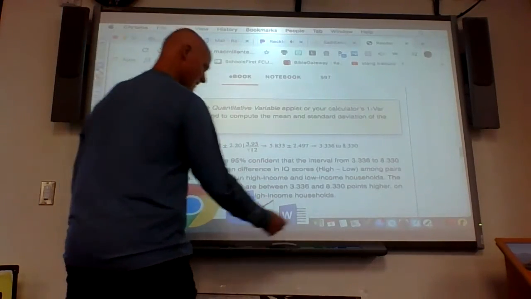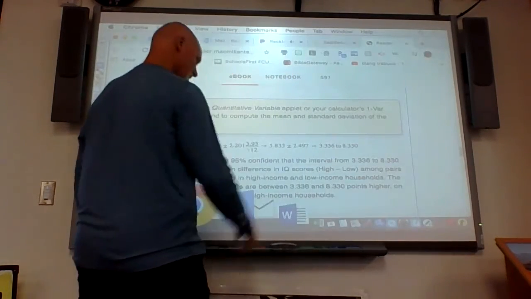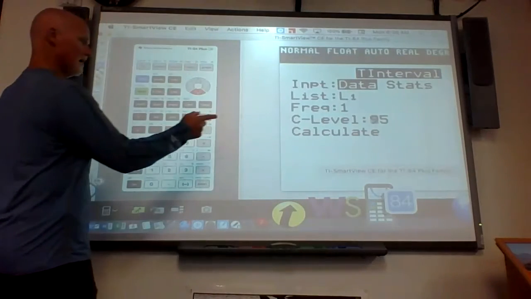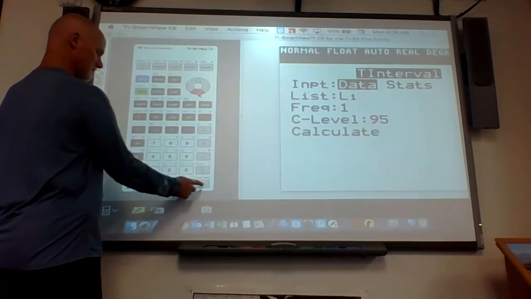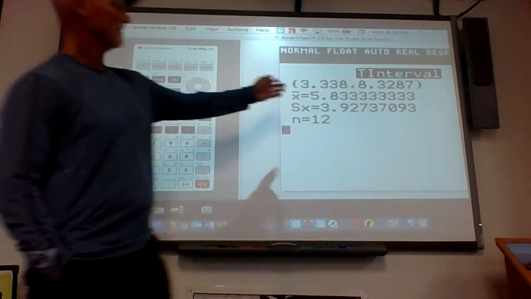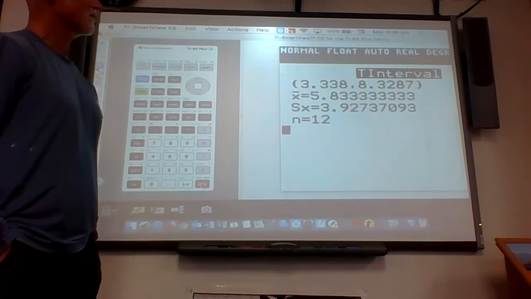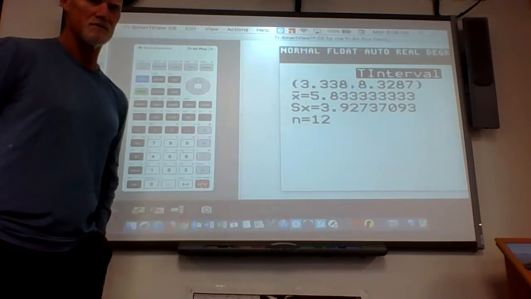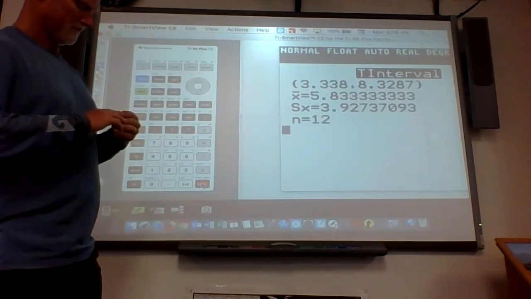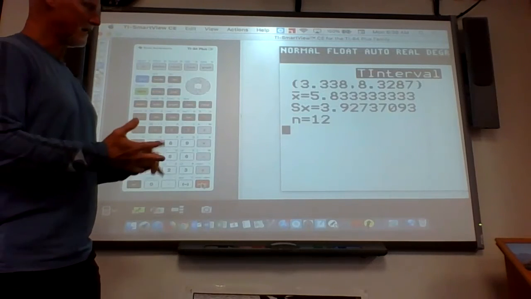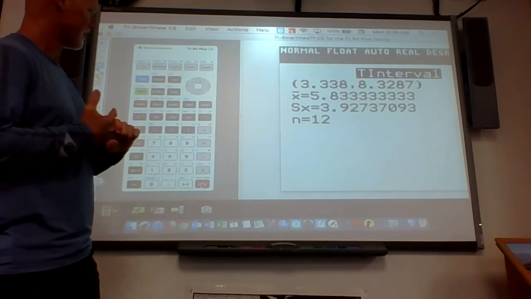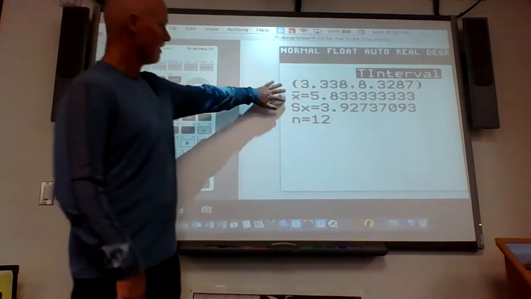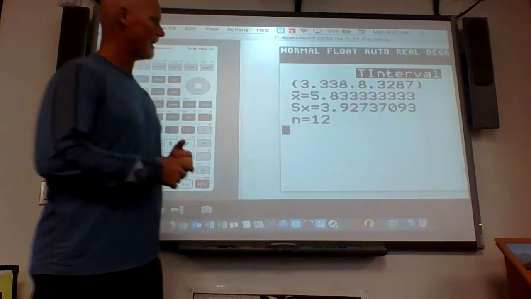95% confident is correct. And calculate, and they're the same as they had, 3.34 to 8.33. They give us the mean and the standard deviation as well there. So in a problem, if they ask for the mean, the standard deviation, and the interval, you can actually calculate it all by doing the T interval, and it gives you the interval as well as this.